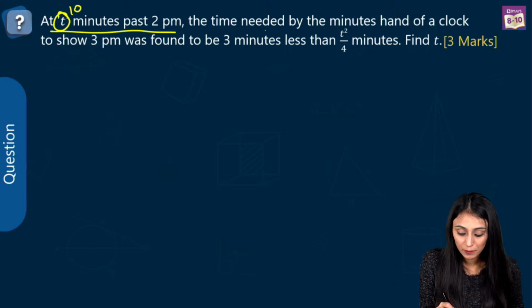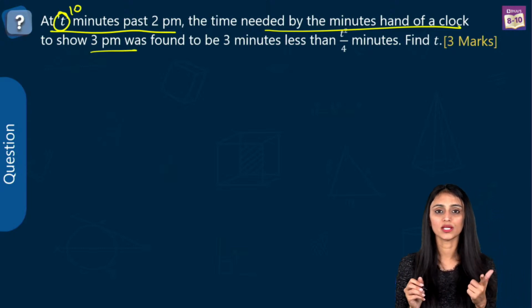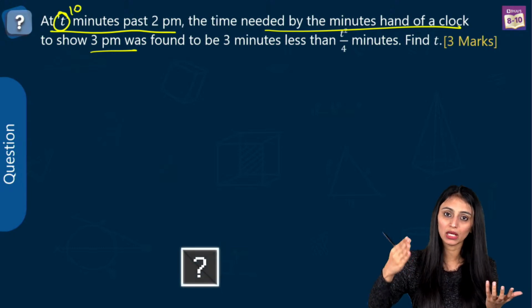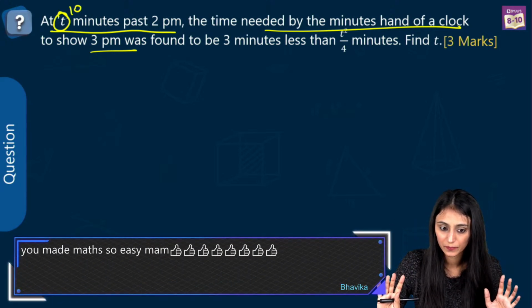So for the time needed by the minute hand to show 3 p.m., you would say that, ma'am, if it is 2:10, then the time needed for the minute hand to show 3 p.m. is going to be 50 minutes. Correct? You made math so easy, ma'am. Thank you, Bhavika.